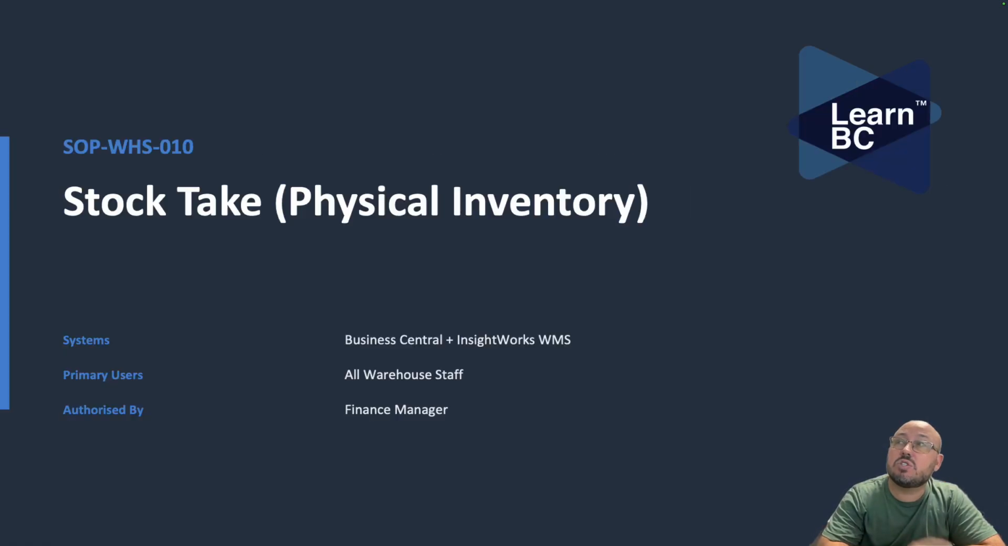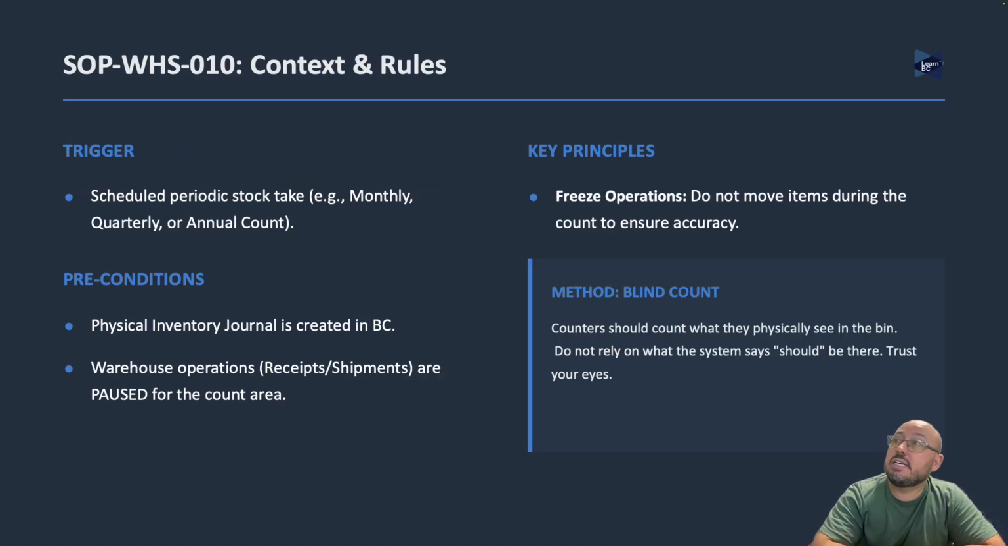Well, we're here to talk about stock take using physical inventory. It's a feature of Business Central. Now, I'm more of a fan of the advanced inventory count using InsightWorks, but this is still a fundamental that you should understand before using that, just so you understand how it works. The trigger here is scheduled, periodic stock take: monthly, quarterly, annually, or you might do counts on off weeks of certain aisles or whatever.